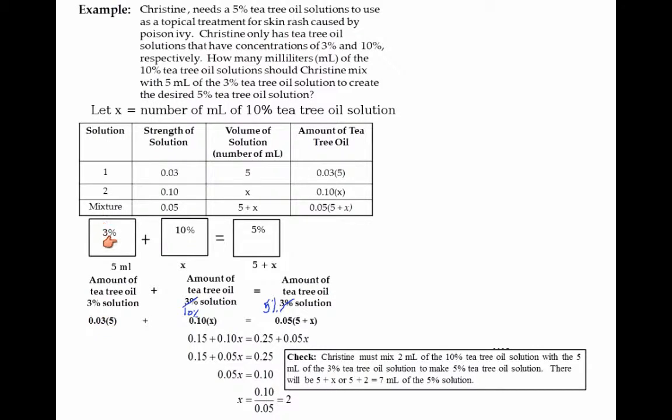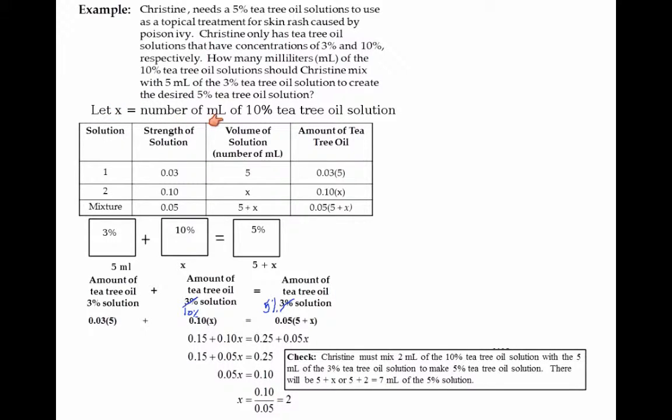So it would be 0.03 times 5, which is 3% times 5, plus 10% times X, which is 0.1 times X, equal to 5% times X plus 5, so 0.05 times (5 plus X). So here would be my equation. 0.03 times 5 would be 0.15, plus 0.10X. Then I can distribute these numbers. I could multiply them by 10 if I want to, but I could add them and then simply solve for X. So the answer would be 2.